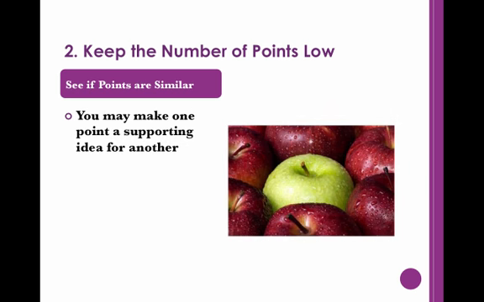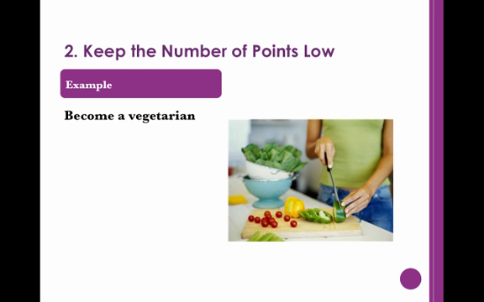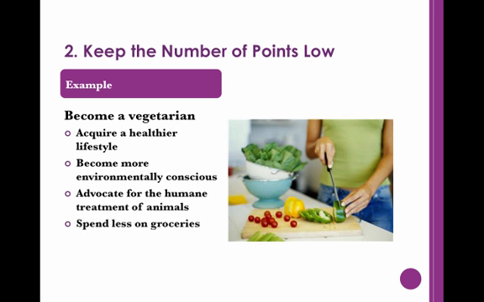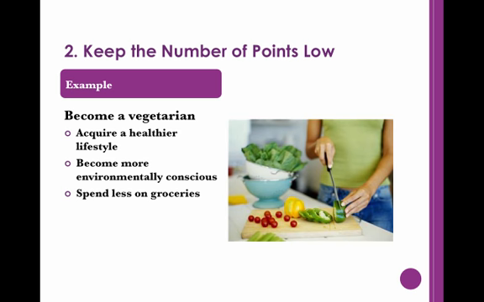One way to keep the number of points low is to see if 2 points are similar to each other. In this case, you can make one point a supporting idea of the other. For instance, you may choose to give a speech on reasons to become a vegetarian. Your main points include: acquire a healthy lifestyle, become more environmentally conscious, learn to advocate for the humane treatment of animals, and spend less on groceries per month. The humane treatment of animals could actually be categorized under becoming environmentally conscious. By doing this, your 4 main points are simplified to 3.